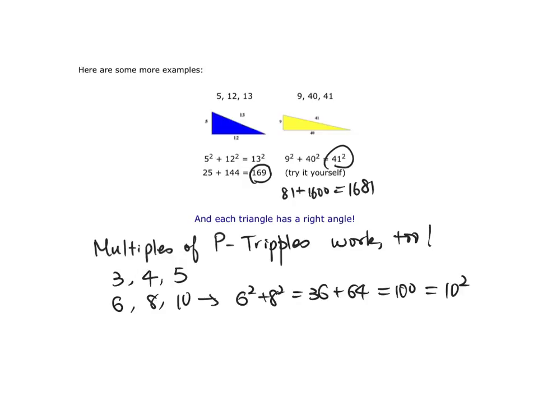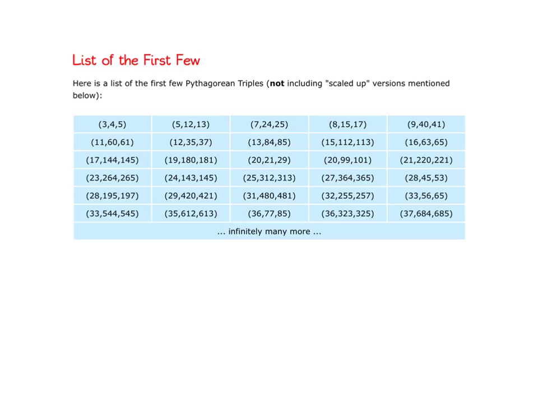So I can multiply the 3, 4, 5 by 5. 3 times 5 is 15, 4 times 5 is 20, 5 times 5 is 25, and this would give me a right triangle as well. So the multiples of Pythagorean triples work as well.